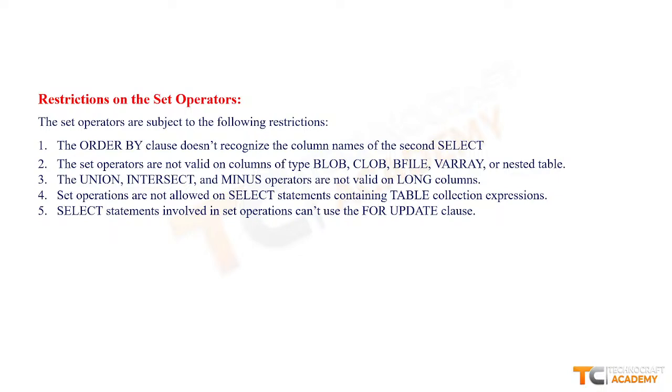Then the set operators are not valid on some column data types like blob, clob, bfile or varray. On these column types we cannot use a set operator, that is union, intersect and minus. These set operators are also not valid on long columns, like if you have very large data which includes millions of rows. On that type of data, union, intersect and minus do not give us proper results.